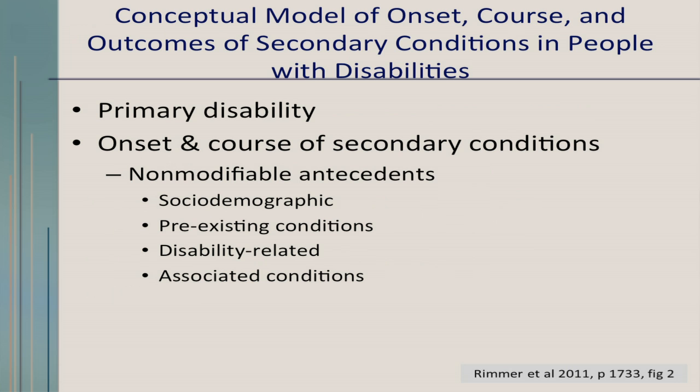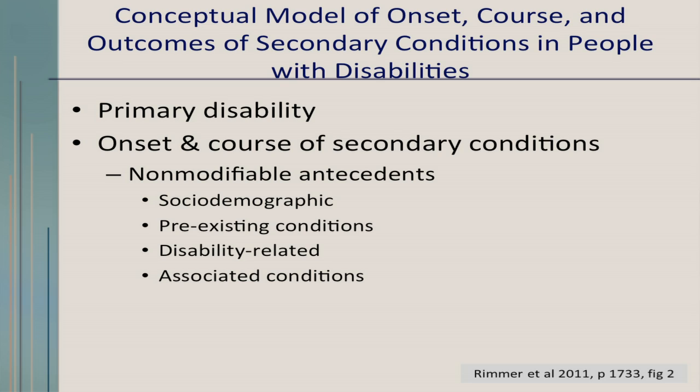So Dr. Rimmer et al. in 2011 published an article called The Conceptual Model of Onset, Course and Outcomes of Secondary Conditions in People with Disabilities. I would like for you to pause the video at this time and access this article so that you can have the figures side by side as we go through the rest of this lecture.